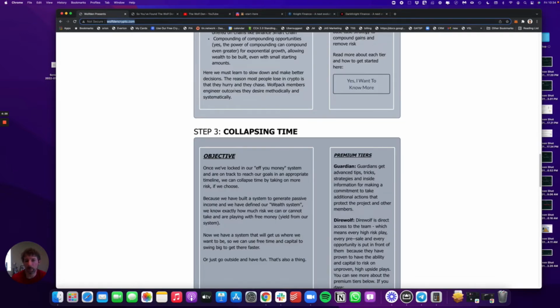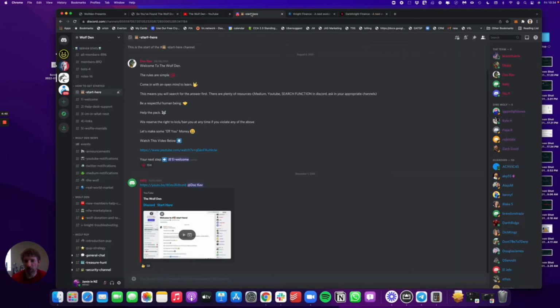Wolfdencrypto.com is the base. And assuming you do follow the paths, you'll be invited to this Discord. And this is the Wolfden Discord here. And it talks about how to get started. It's got a video in here, how to use Discord. And the way they have set up their environment is using one token called Wolf Pups.